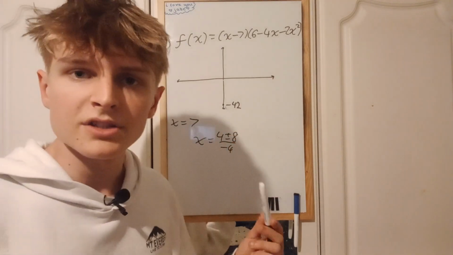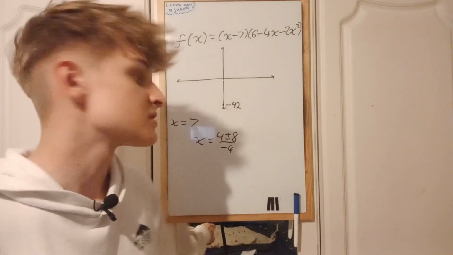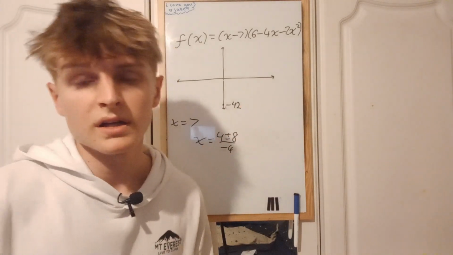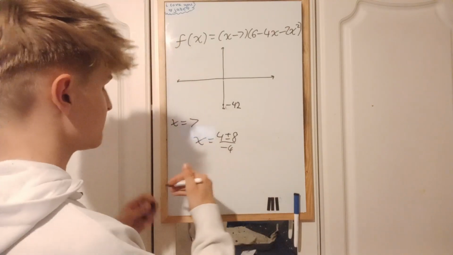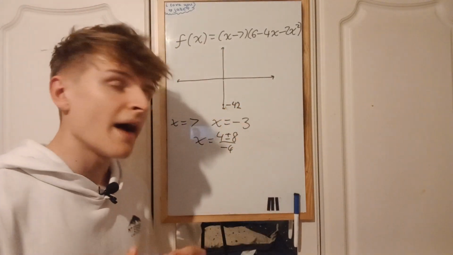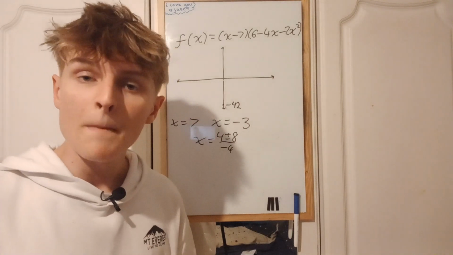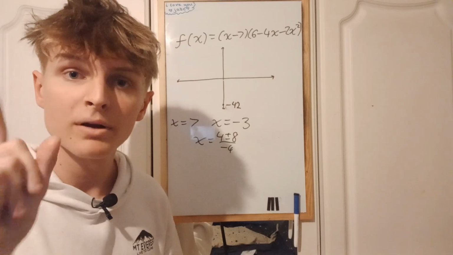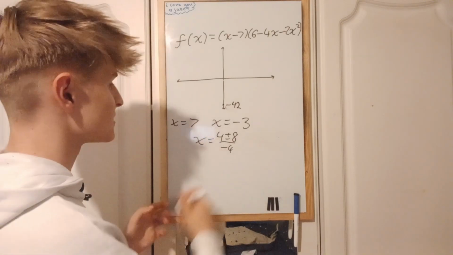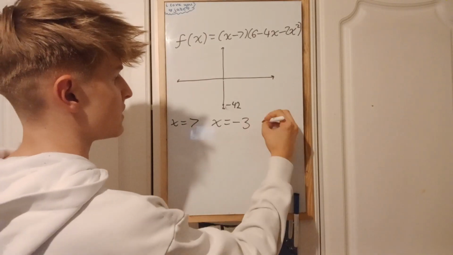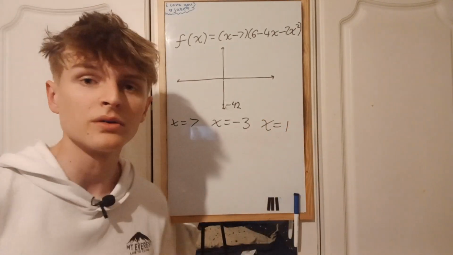Okay, so now let's just take the positive branch and the negative branch separately. 4 plus 8 is 12, divided by negative 4 is negative 3. So our second solution is x equals negative 3. And then taking the negative branch, 4 minus 8 is minus 4, and then minus 4 divided by minus 4 is positive 1. Nice, right, so get rid of that. And this is our final root.